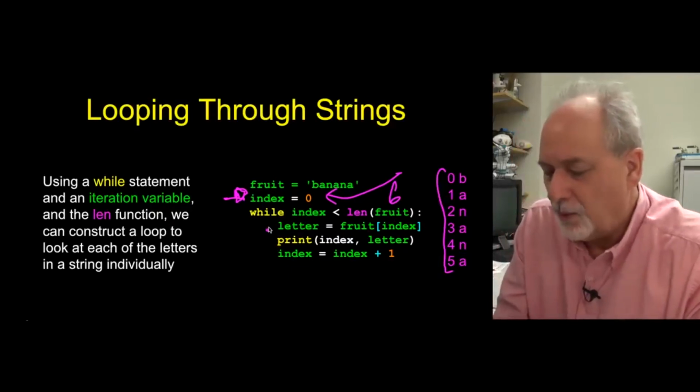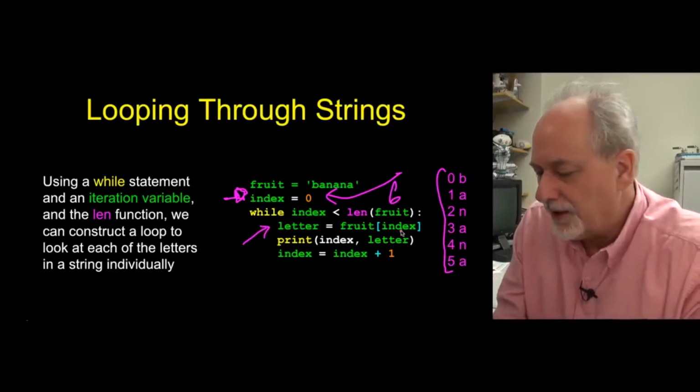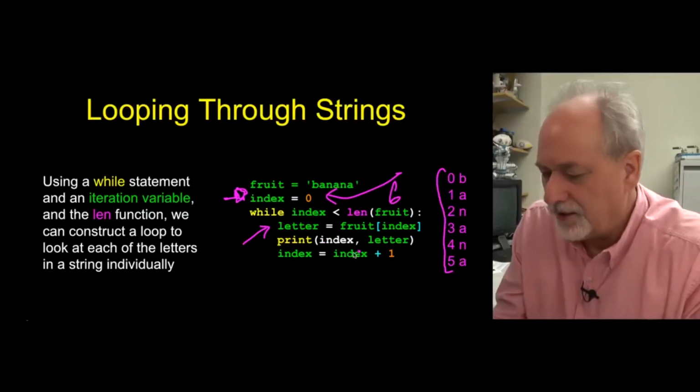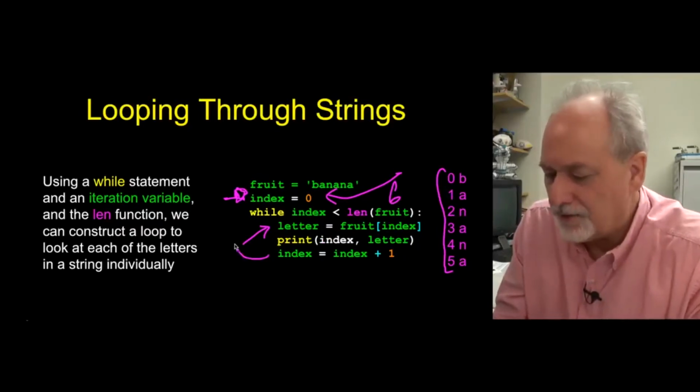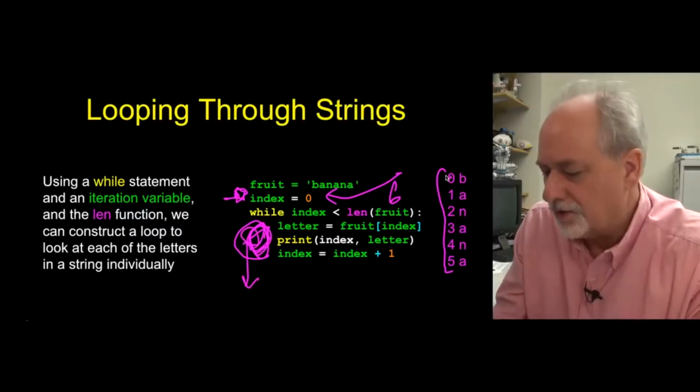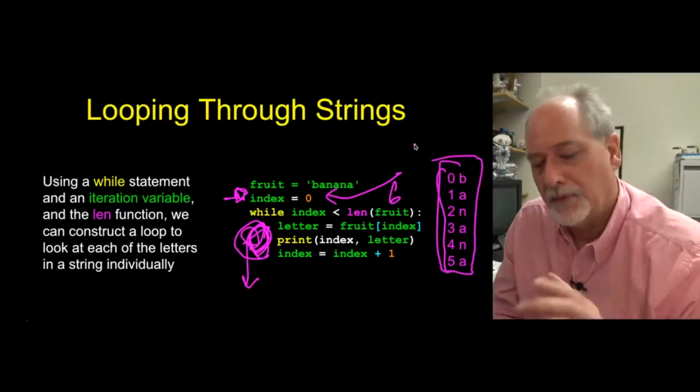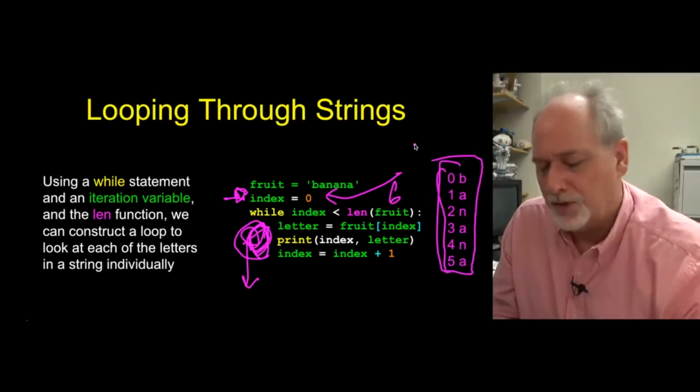And then we can look up one at a time, pull out fruit sub index, so fruit sub 0, fruit sub 1, 2, 3, 4, 5, and then print out the position and the letter index, and then add 1 to index, and it runs. This will run 6 times, 0 through 5, and out we go to produce this output right here. And so that's one way of looping through strings.